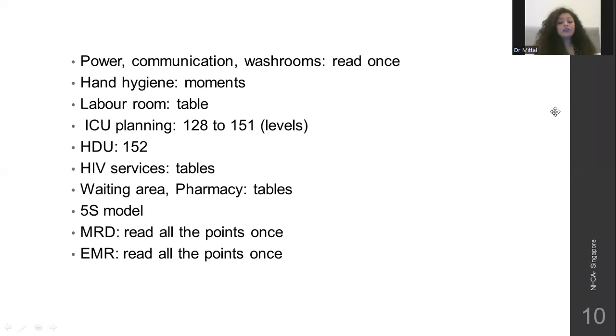Waiting area, pharmacy, just the tables are important. That's it. HIV services also just tables. Whatever tables are there, just read through the tables. What is the 5S model? Important. Sort, standardize, set in order, shine, sustain. Then medical records department, read all the points once. Electronic medical records also, just read all the points once.